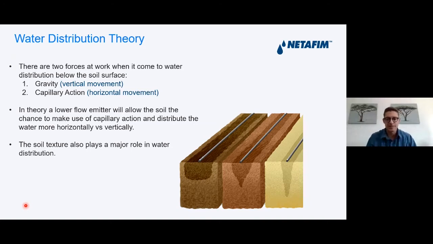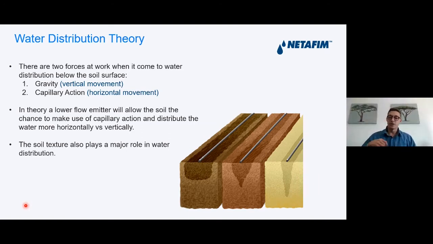So in theory, a lower flow emitter will allow the soil the chance to make use of its own capillary action to distribute the water more horizontally versus vertically. So again, it's a mouthful, but let me try and explain a little bit better. If we deliver at a very low application rate, we give the soil the chance to move the water horizontally through the capillary action. So then the capillary action takes preference over the gravity force at work.